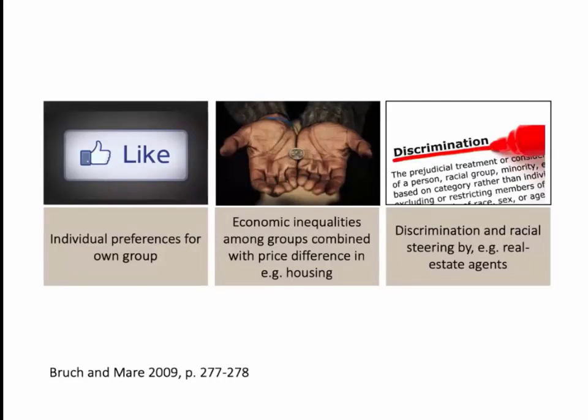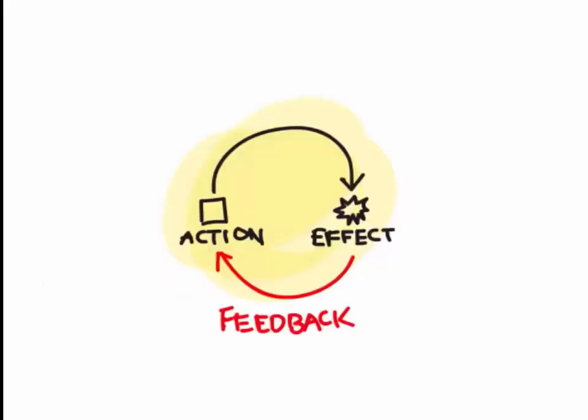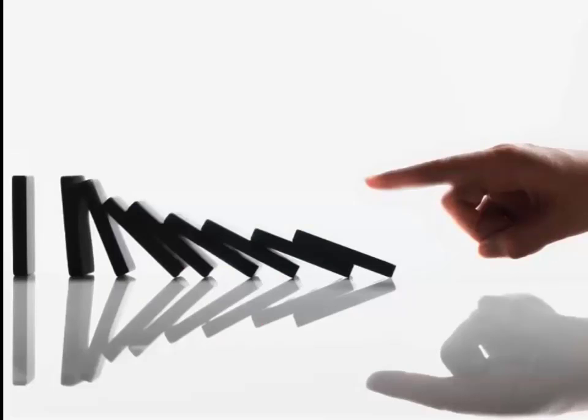It could be discrimination and racial steering by real estate agents. There could be other players in this. The point here is we have action and we have an effect. We have a feedback that matters here, and this is where the segregation process really is different from segregation by itself. So one thing changes the other thing, which changes the other thing, and so on.